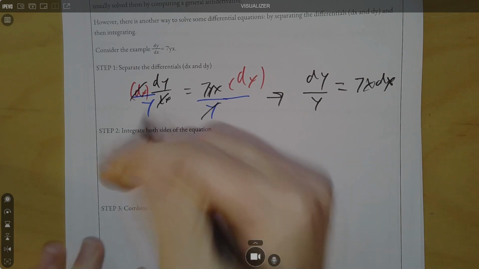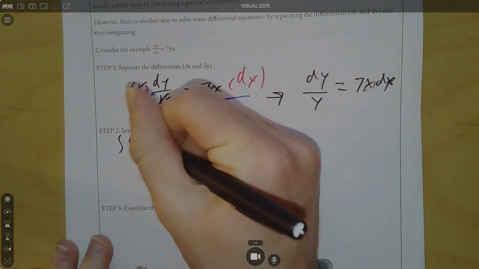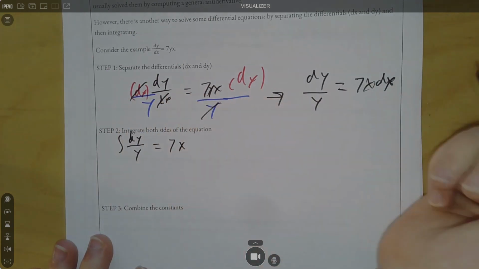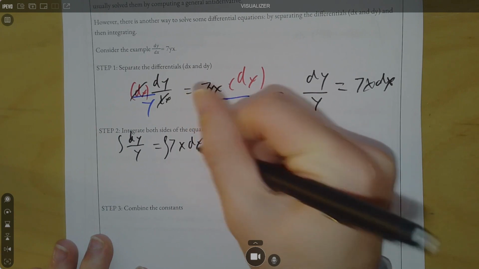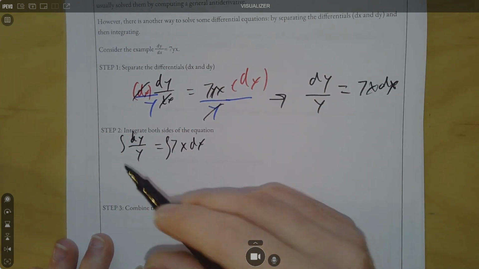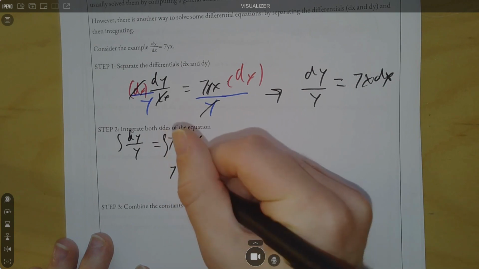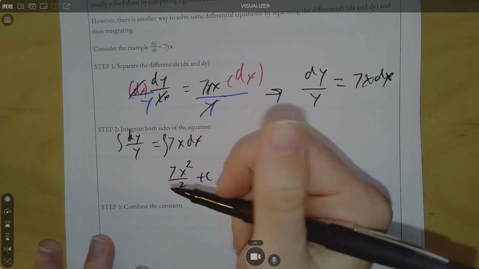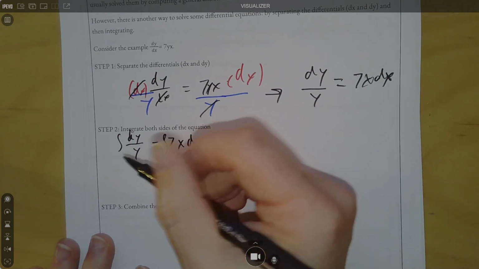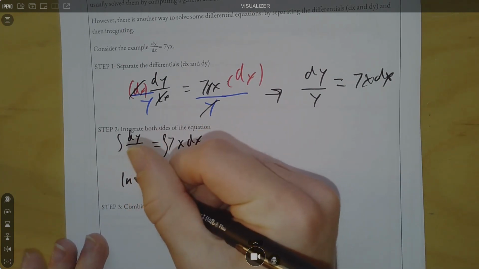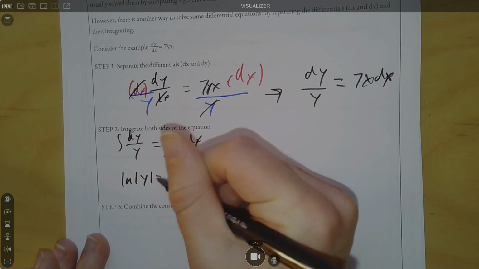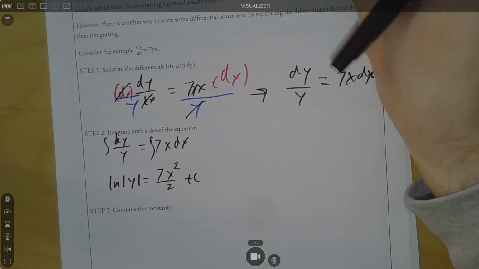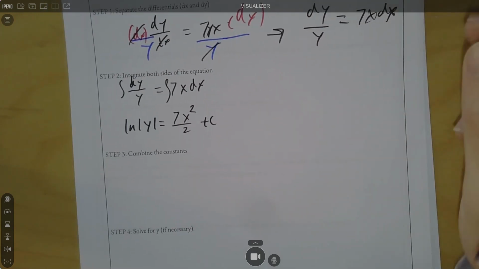Then we will integrate both sides. Okay, so we're going to take the integral of dy over y equals the integral of 7x dx. So when you do that, let's do the right first. We're just going to get 7x squared over 2 plus c. And on the left, we're going to get ln absolute value of y. Here is where things are going to get a little complicated.